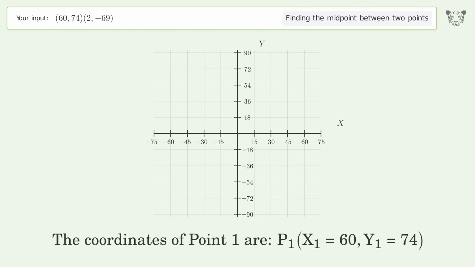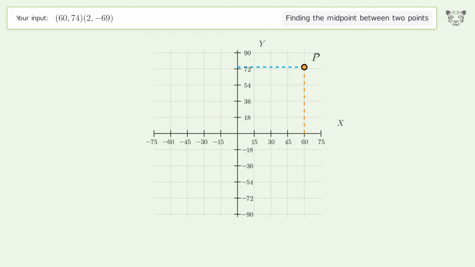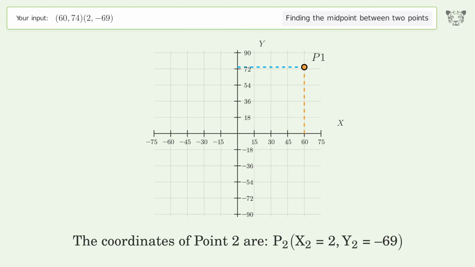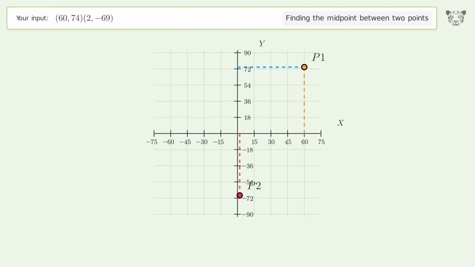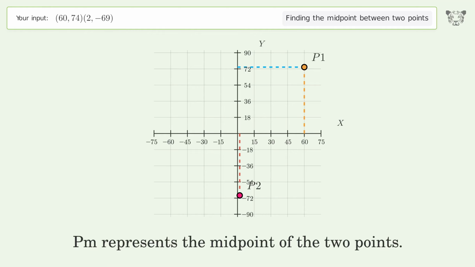The coordinates of point 1 are, x1 equals 60, y1 equals 74. The coordinates of point 2 are, x2 equals 2, y2 equals negative 69. PM represents the midpoint of the 2 points.